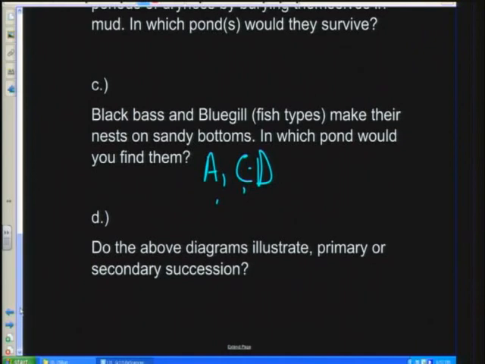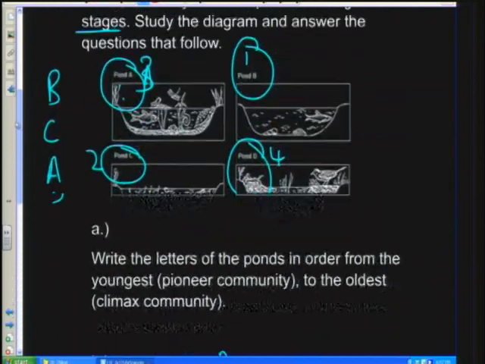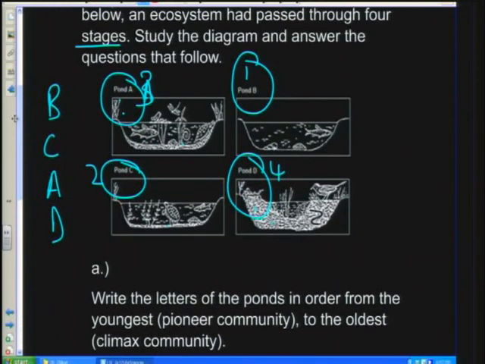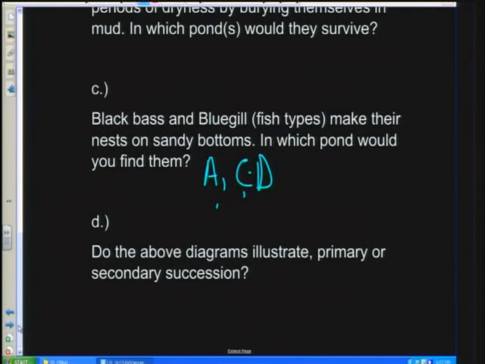Do the above diagrams illustrate primary or secondary succession? Let's go back. You can see initially there was nothing happening there. There was no soil, etc. There's some rocks, and later they became soil. So this would be primary succession. These are the types of questions that you can be asked.